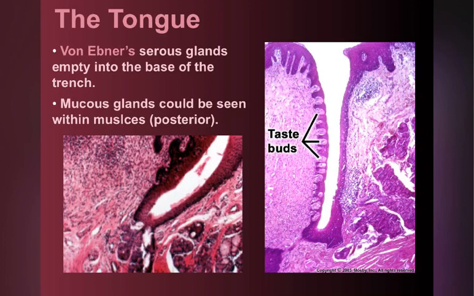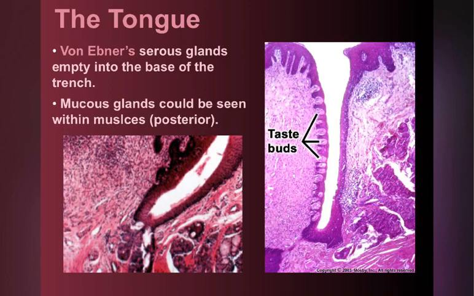Von Ebner glands are serous glands that empty into the base of the trench. The mucous glands can be seen within the muscles and in the posterior region to the circumvallate papillae. Circumvallate papillae are located just anterior to the sulcus terminalis, and posterior to the sulcus terminalis we have the posterior 1/3 of the tongue dorsum.